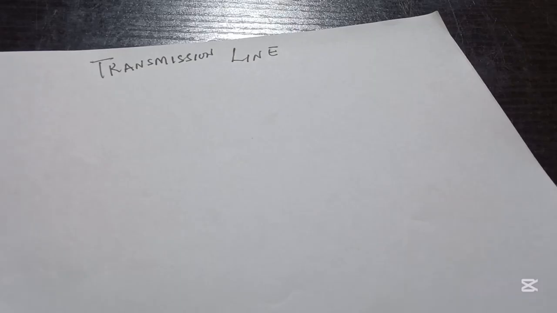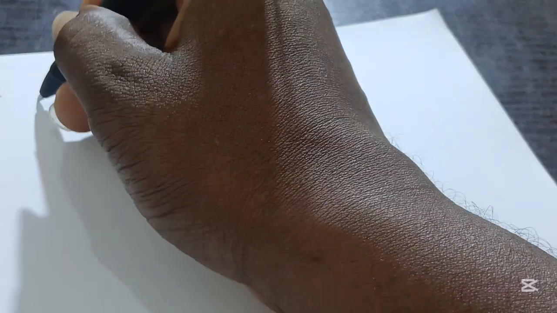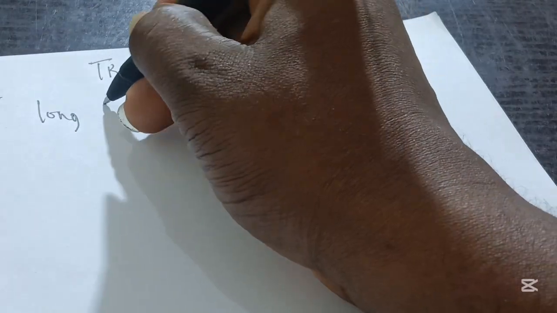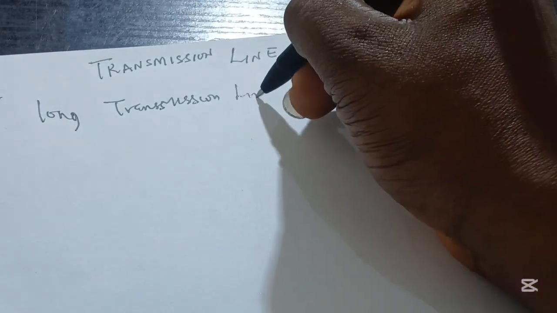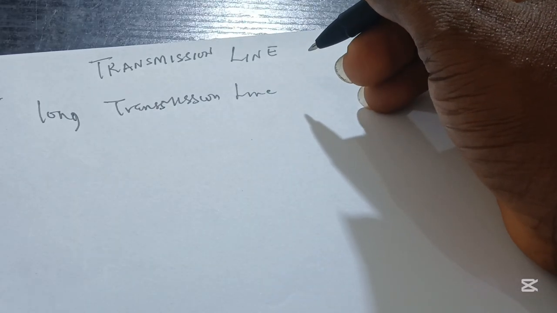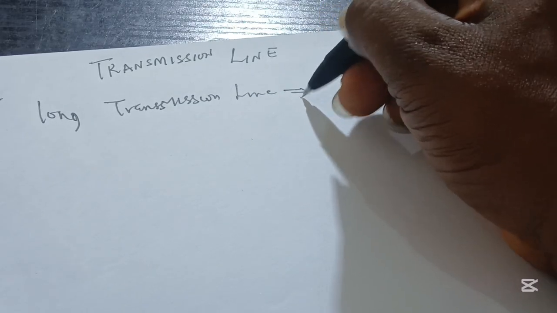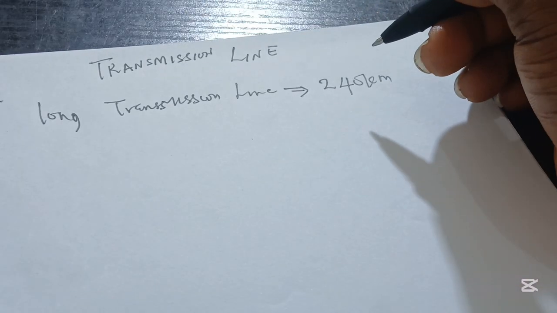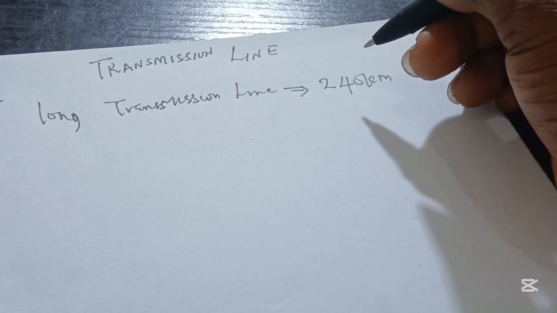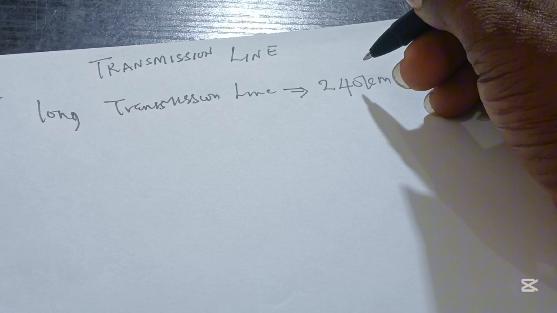Today we are looking at transmission lines, and on a special note, we are looking at long transmission lines in electrical power systems. When a line is long, it means that the line is from 240 kilometers and above, and we'll pay special attention to some of the parameters.